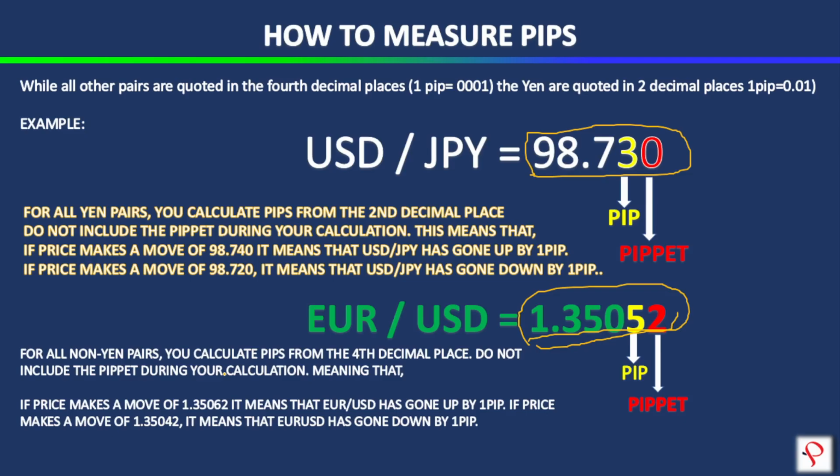If price makes a move to 1.35042, it means that Euro USD has gone down by 1 pip. So you calculate your price movement from the 4th decimal, and do not include the pipette.